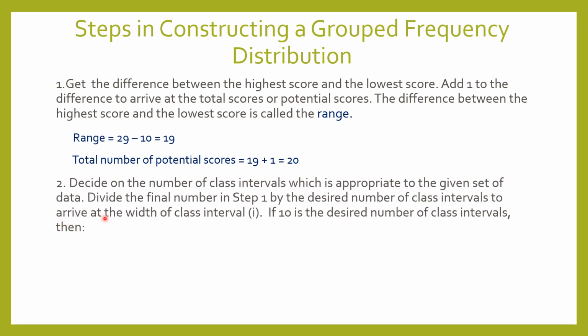Step 2: decide on the number of class intervals appropriate to the given set of data. Divide the final number in step 1 by the desired number of class intervals to arrive at the width of the class interval, I. So I stands for the width of the class interval. If 10 is the desired number of class intervals, then I equals 20 divided by 10, which equals 2. So the width is 2.